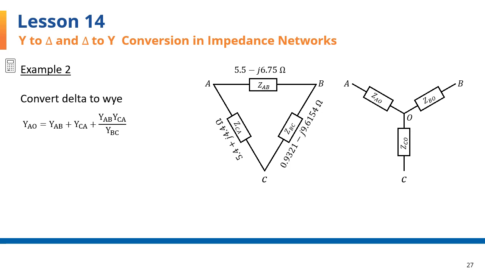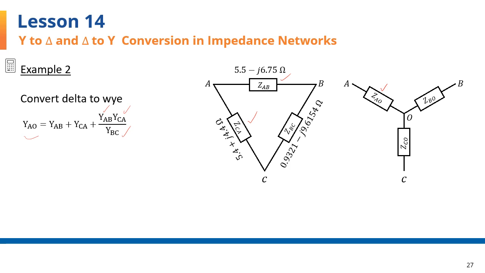So here's example 2. We'll be working with equivalent admittances of the delta component, starting with the equation for YAO, which, if you look here, equals YAB plus YCA plus the product of YAB times YCA over YBC.